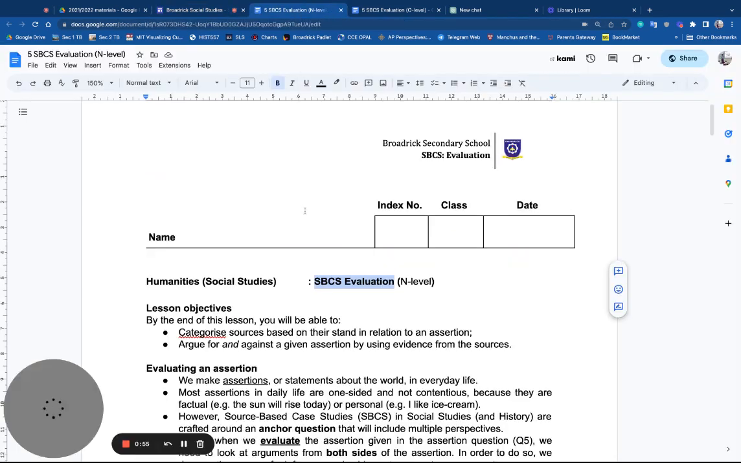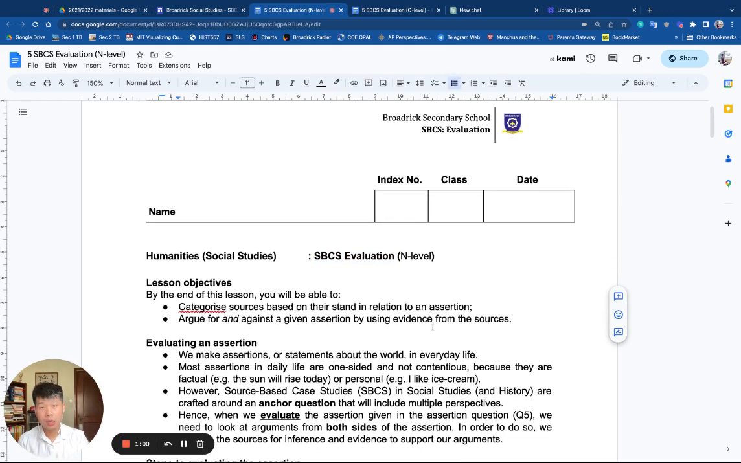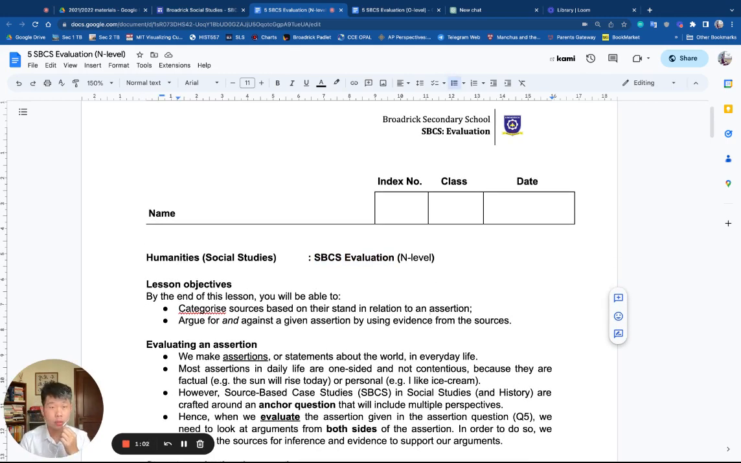So you should have with you your evaluation notes. I'll be primarily teaching this skill from the N-level perspective, and I will switch over where relevant to talk about the O-level question.